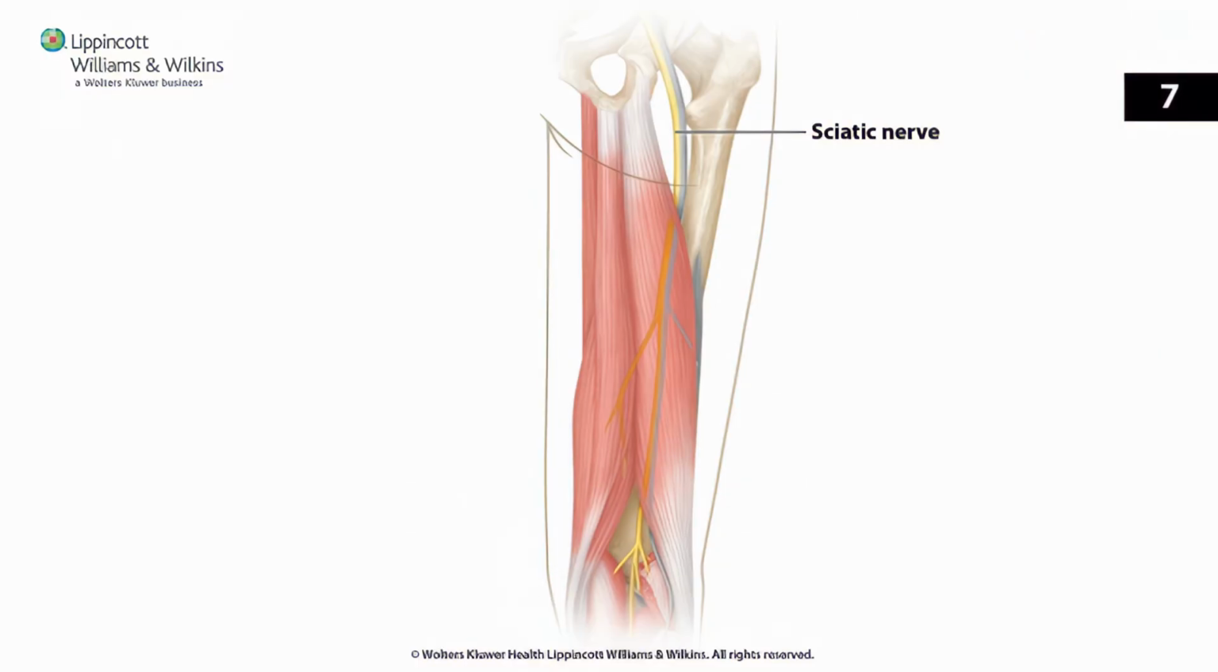Next is the sciatic nerve. The sciatic nerve begins in the lower back and it runs through the buttock and down the leg.